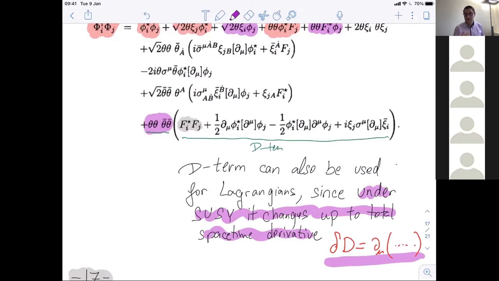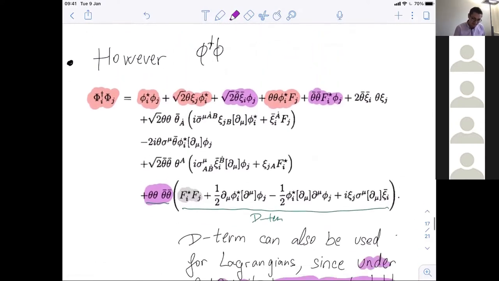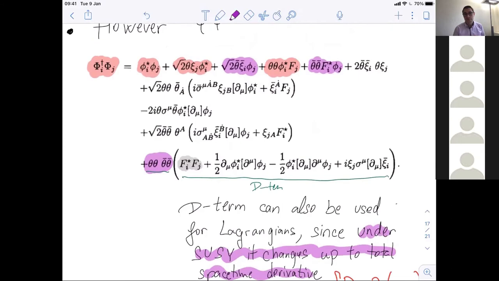Meaning that you can also use a D term to construct SUSY invariant actions or Lagrangians, to construct Lagrangians which lead to SUSY invariant actions. So this D term and F term is something which is used to write down the theory. F terms are usually called the superpotential, and this D term, this one in particular, is the Kähler potential. It's just some terminology.